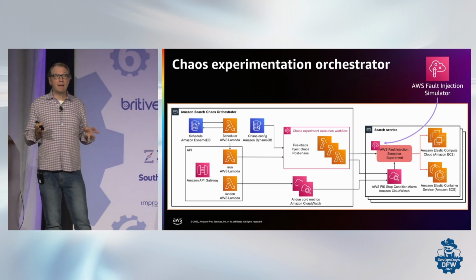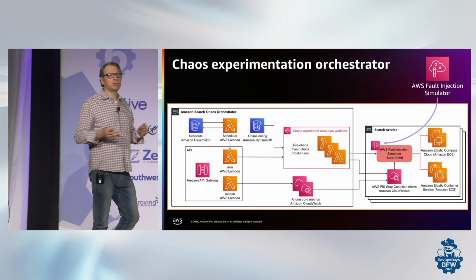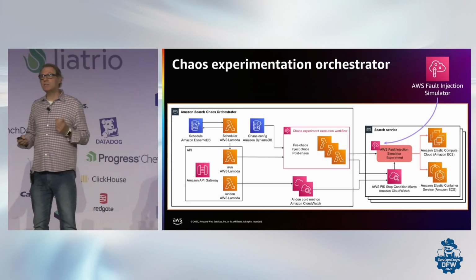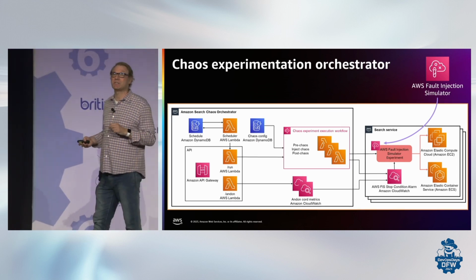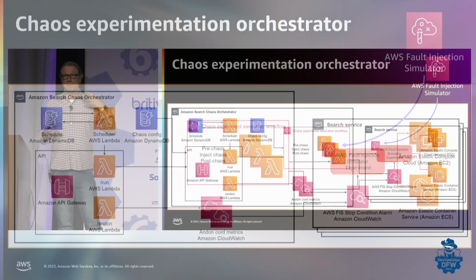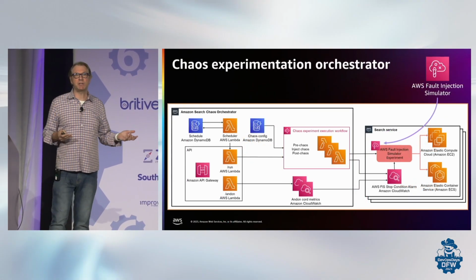Now, there's a lot to look at here, but what I'm going to focus you on is the right side, where they have that big arrow showing Amazon Fault Injection Simulator. It's AWS Fault Injection Simulator, by the way. Fault Injection Simulator, or FIS, is a service built by AWS that lets you run chaos experimentation.